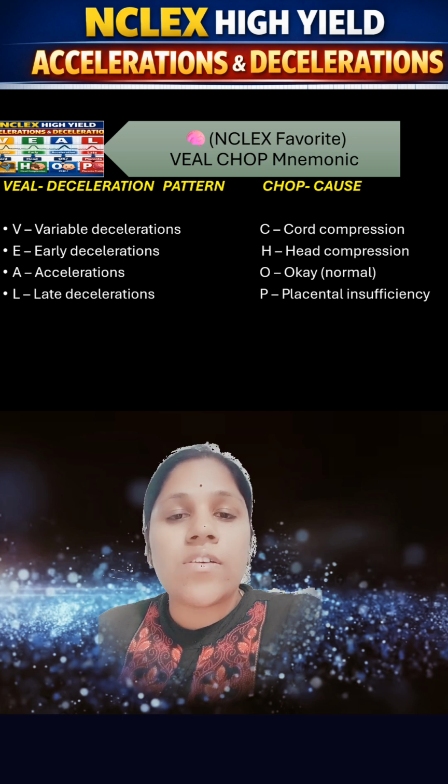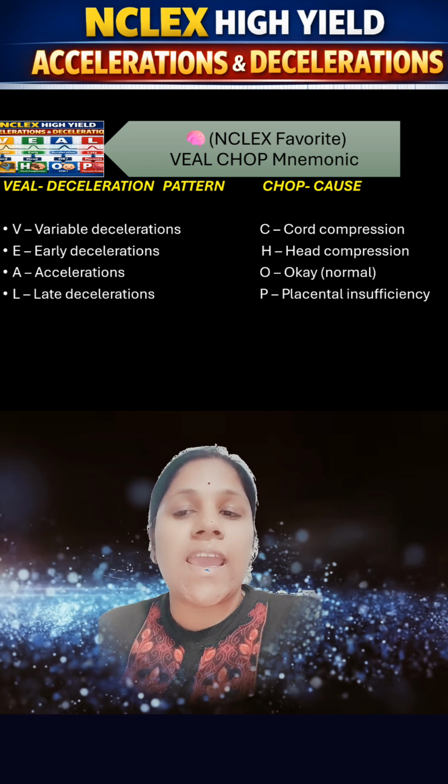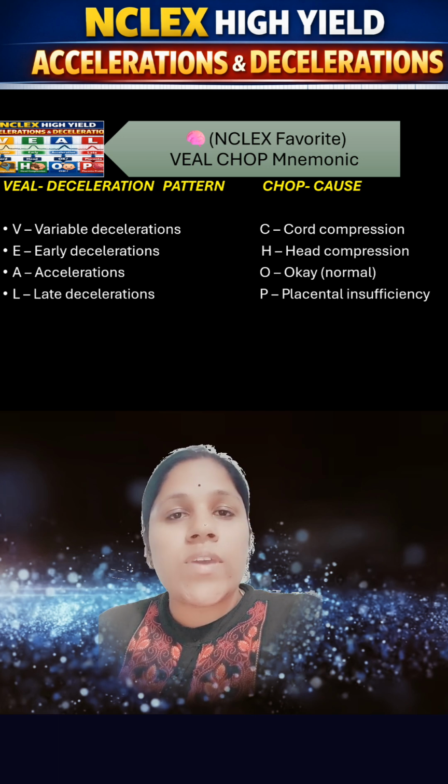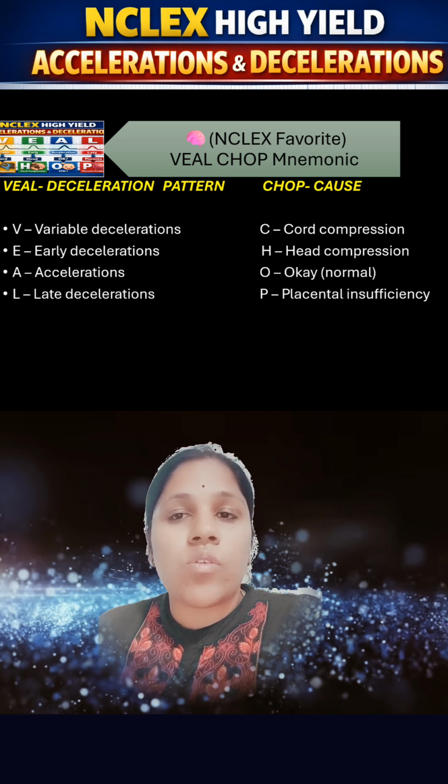So we have to associate each alphabet with the corresponding one next to it, like V to C, E to H, A to O, and L to P. So we can master these things very easily. Now we can see in detail what exactly each is about.